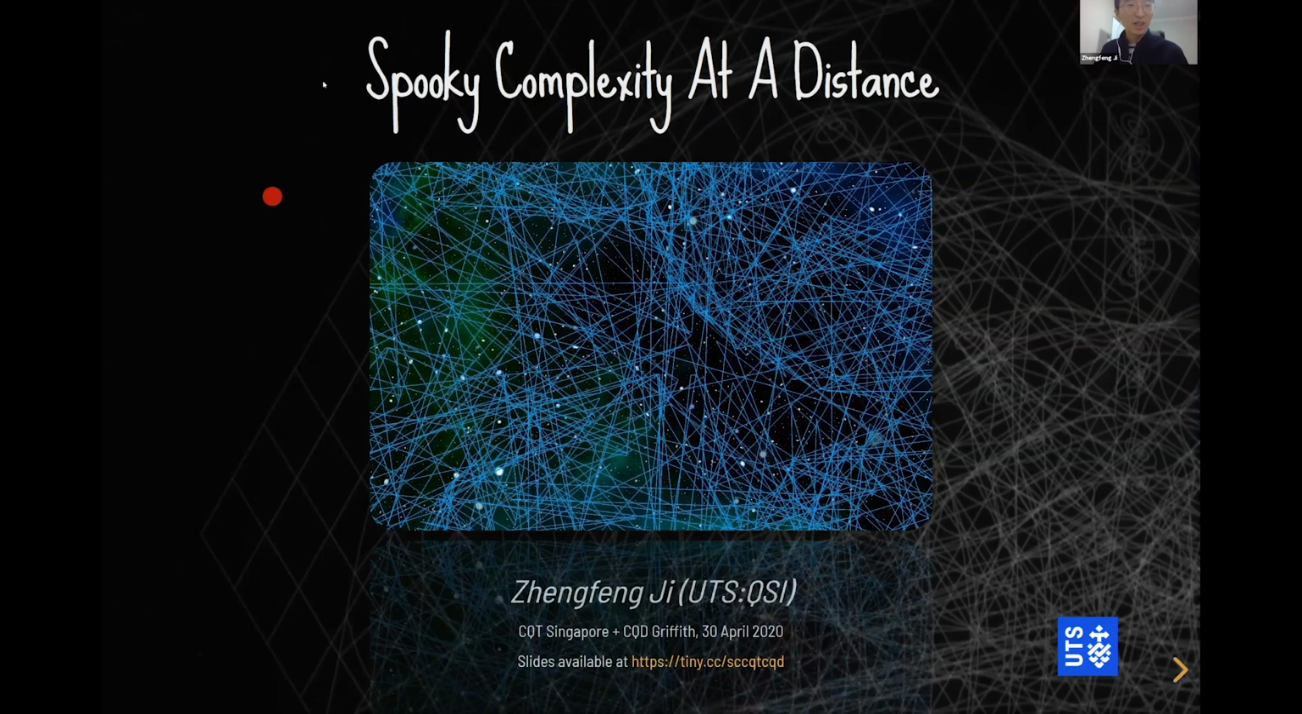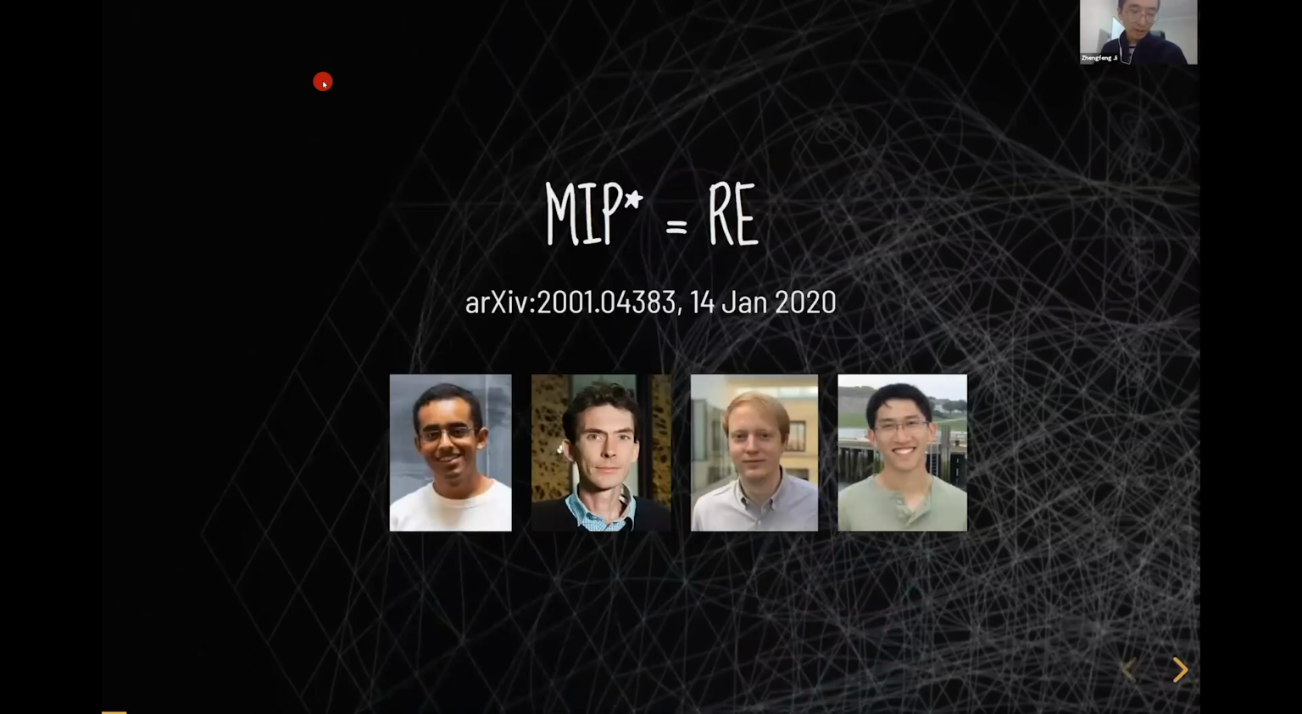This is a recent work studying the complexity of non-locality, or Bell inequality, and it's joint work with Tara Zhang, Thomas Wittig, John Wright, and Henry Yuan.